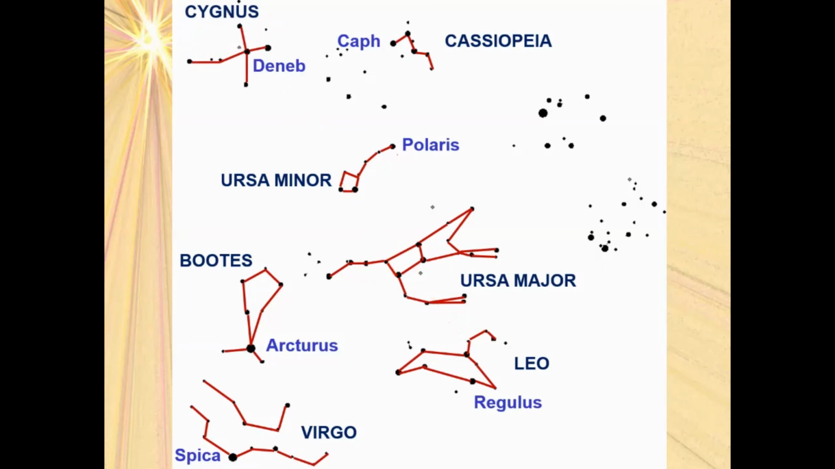So there you have it. This is a quick summary of a few of the constellations that you can see when you look towards the north. This gives you a place to start. Go out on a clear night and see which ones you can see.